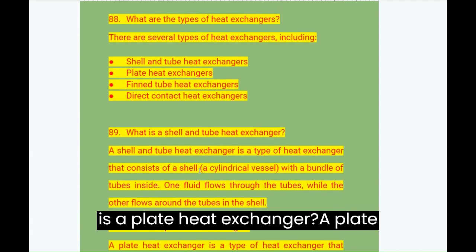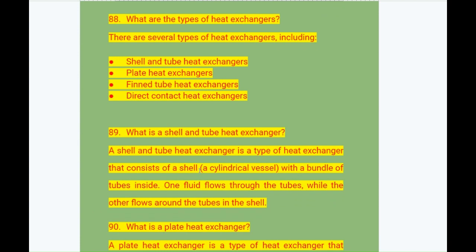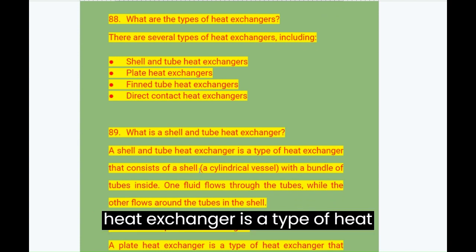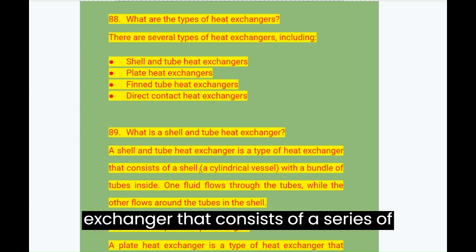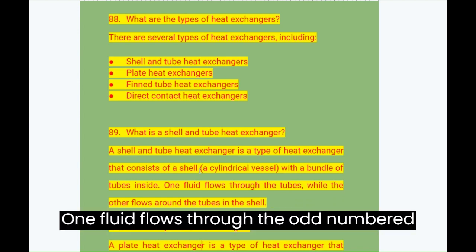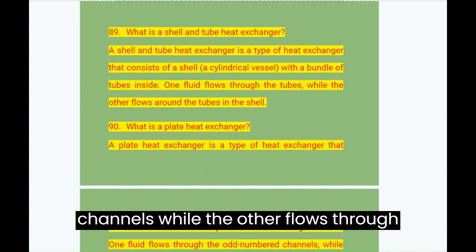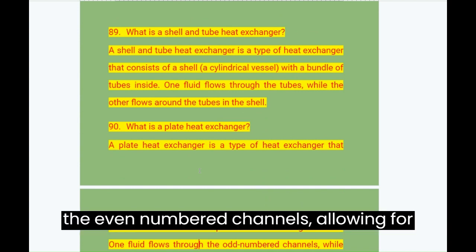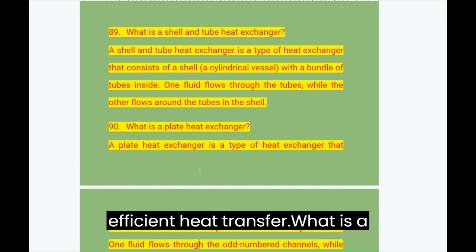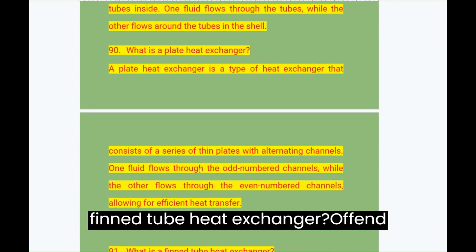What is a plate heat exchanger? A plate heat exchanger is a type of heat exchanger that consists of a series of thin plates with alternating channels. One fluid flows through the odd-numbered channels, while the other flows through the even-numbered channels, allowing for efficient heat transfer.